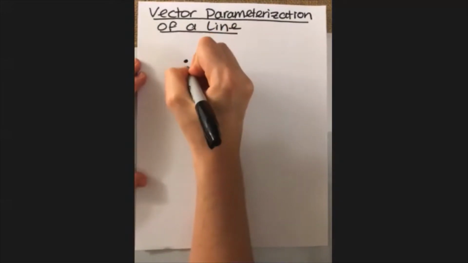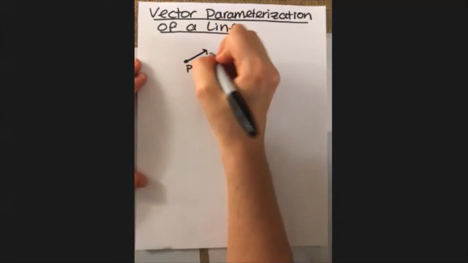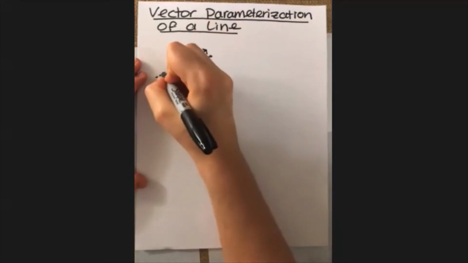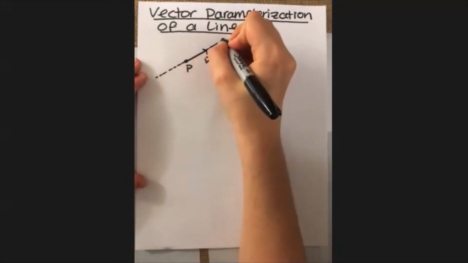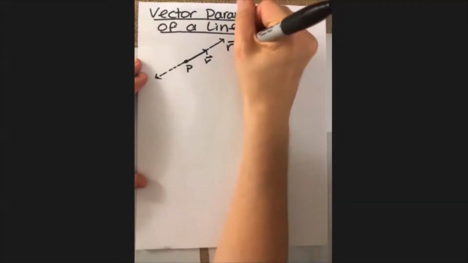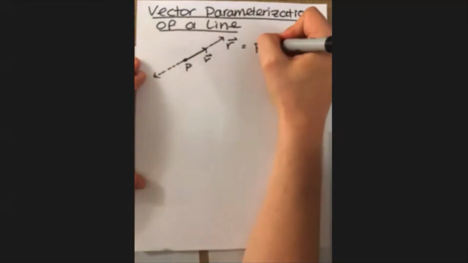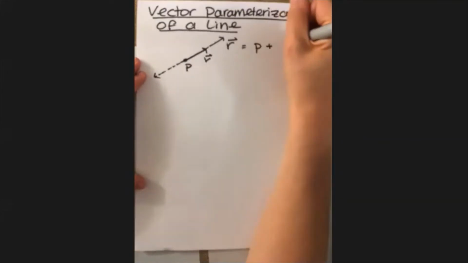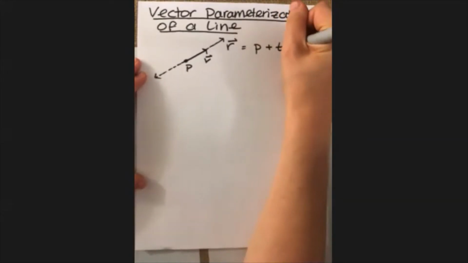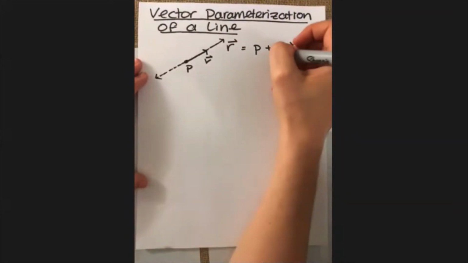So if our point P is right here, and we know that we want to travel in the direction of the vector V, we can use that to define an entire line R. And this line R is given by starting at the point P and then moving in the V direction by adding to it a scaled version of V, or something that's been multiplied by some real number T.